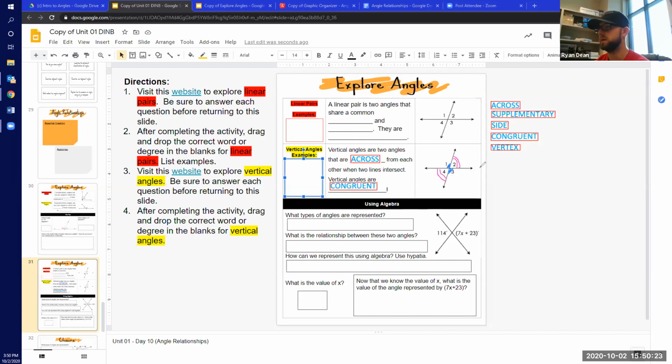I want you to notice something that I did here. We haven't talked about this yet, but these arc marks, that's what these are called. For 1 and 3, they only have one arc mark, and arc marks are our way of showing congruency in angles. So we're going to make sure that we put this in our notebook. Arc marks show that two angles are congruent.